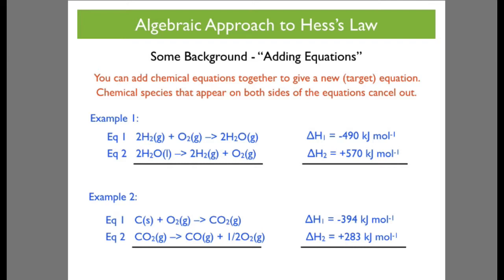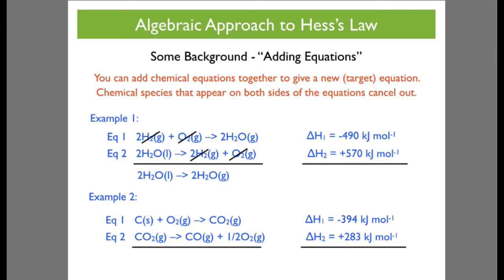So let's look at example 1. We've got hydrogen gas plus oxygen gas giving us gaseous water. And here we've got liquid water going to hydrogen gas and oxygen gas. You can see hydrogen gas and oxygen gas on different sides of these two equations. So if we were to add them together, we would cancel out those two hydrogens, cancel out the oxygens, and the overall equation would be liquid water going straight to gaseous water, the evaporation.